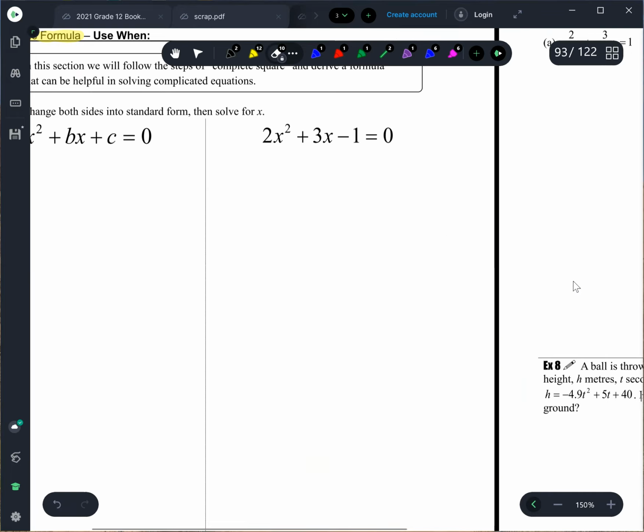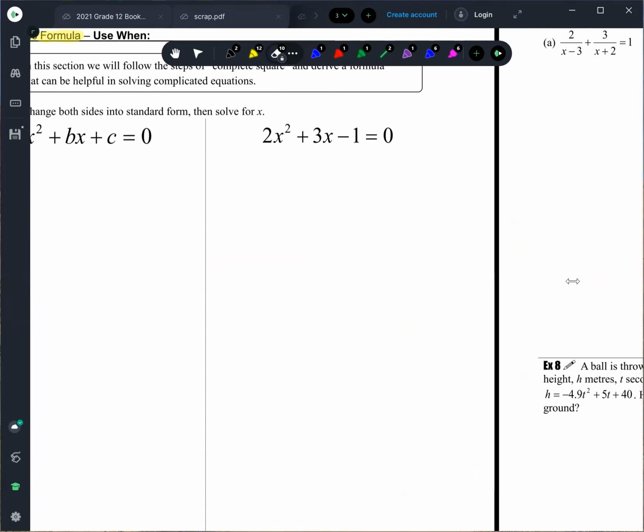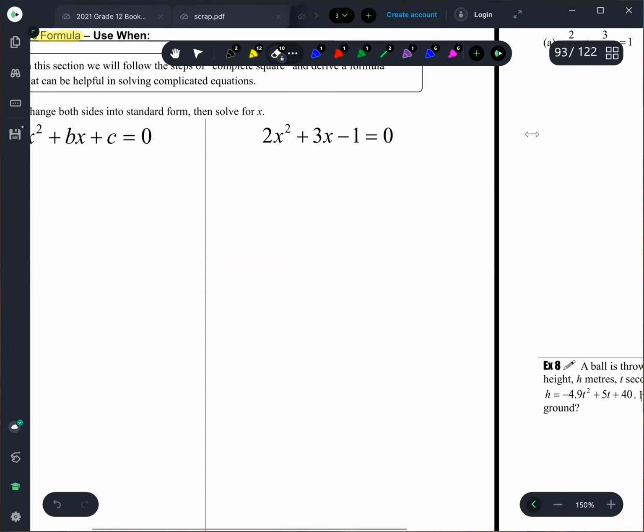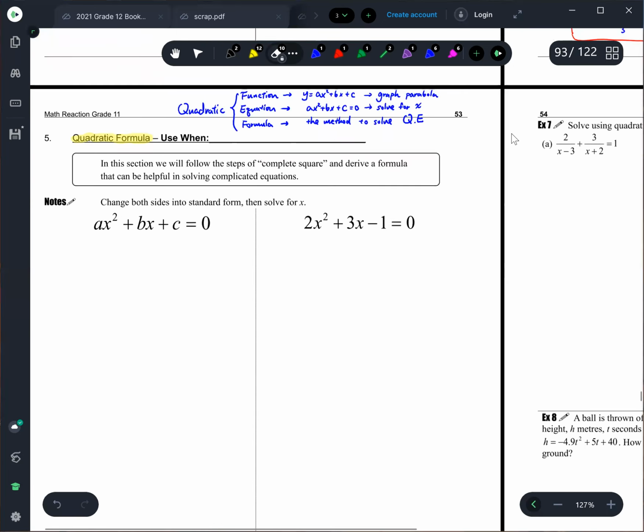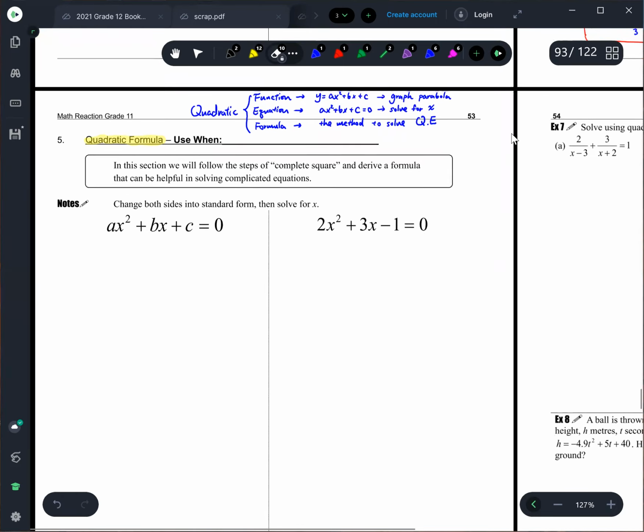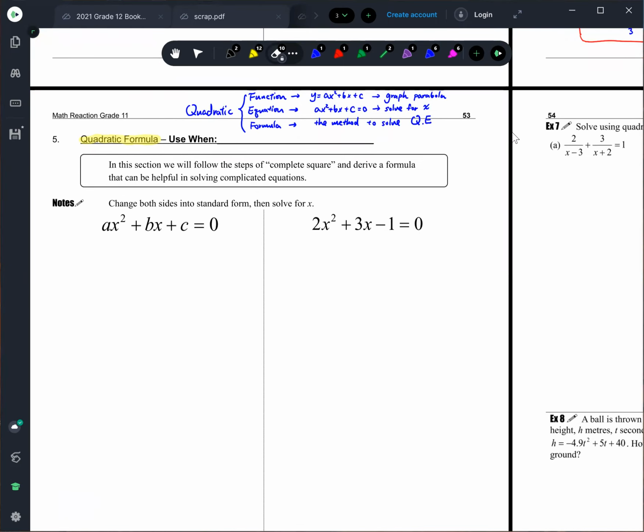Oh, okay. Which part do you need to copy, Henry? This page or?